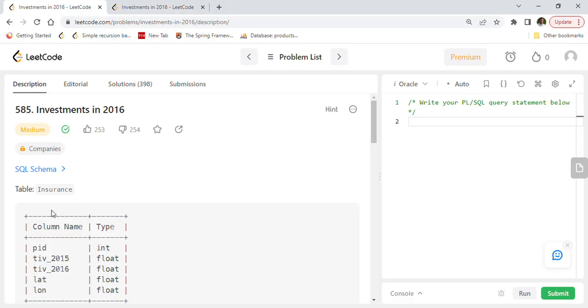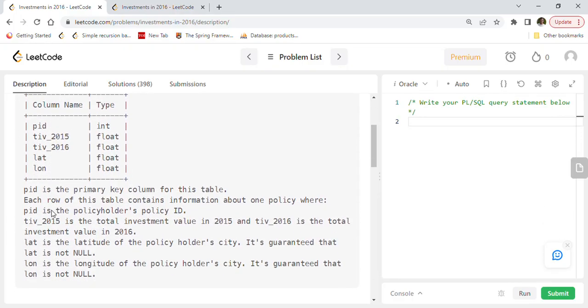So let's start. An insurance table is given to us, as you can see here. It has 5 columns: PID is int, TIV_2015 is float, TIV_2016 is float, LAT is float, LON is float. PID is the primary key column for this table. Each row of this table contains information about one policy, where PID is the policyholder's policy ID. TIV stands for total investment value, so TIV_2015 is the total investment value in 2015, and TIV_2016 is the total investment value in 2016.